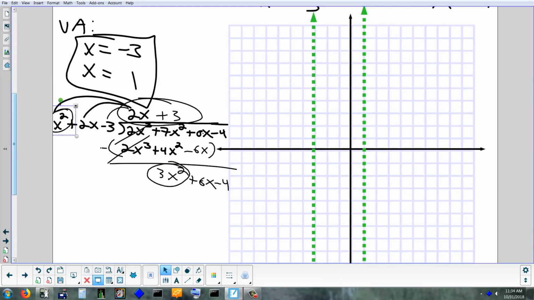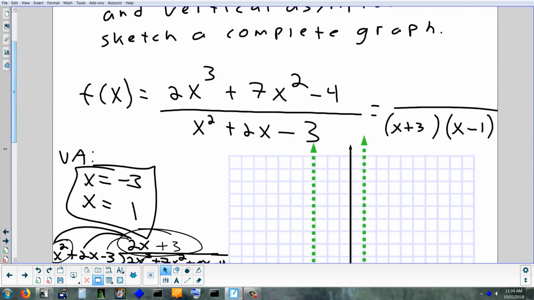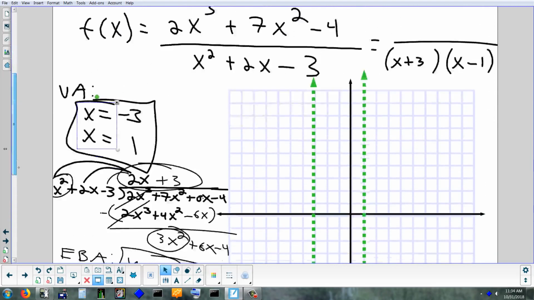There's my end behavior asymptote. 2x plus 3. Not as bad as a parabola. It's a line with a slope of 2 and a y-intercept of 3. So just write that down. That takes the place of a horizontal. There's never a horizontal asymptote when the degree in the top is bigger. We still have the verticals.